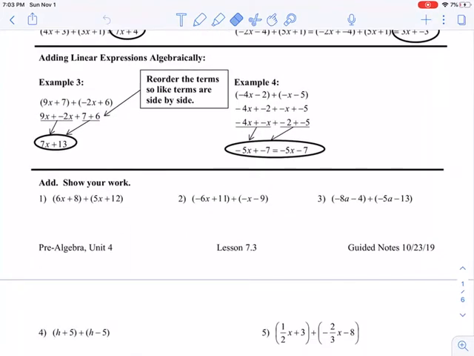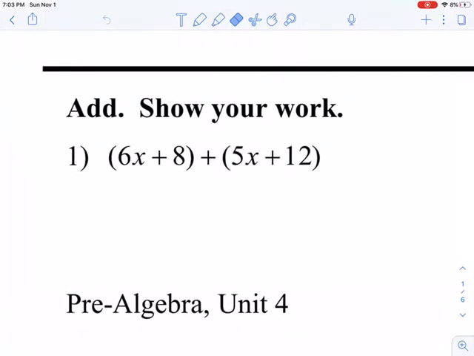So let's look at the bottom. You have 3 problems at the bottom. The very first thing you want to look at is, do you have any subtraction that needs to be changed to addition, next number to its opposite? And in number 1, you do not.